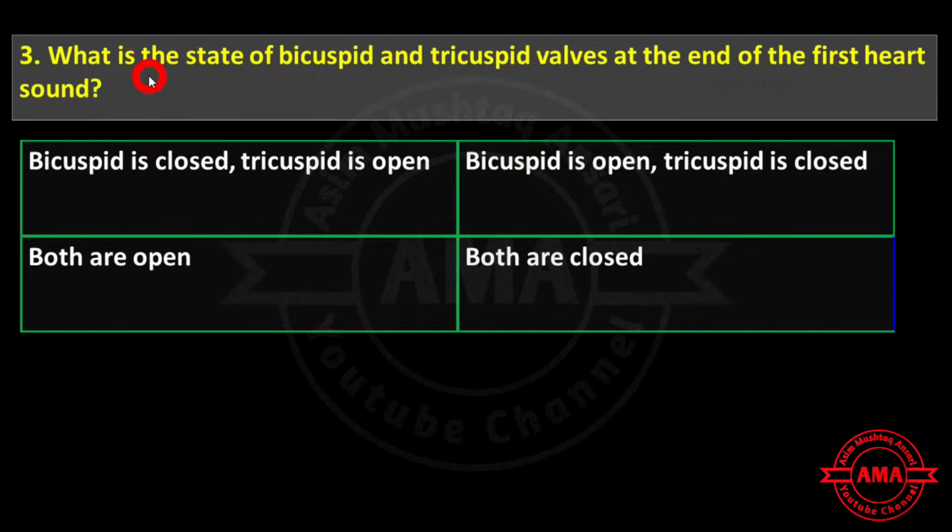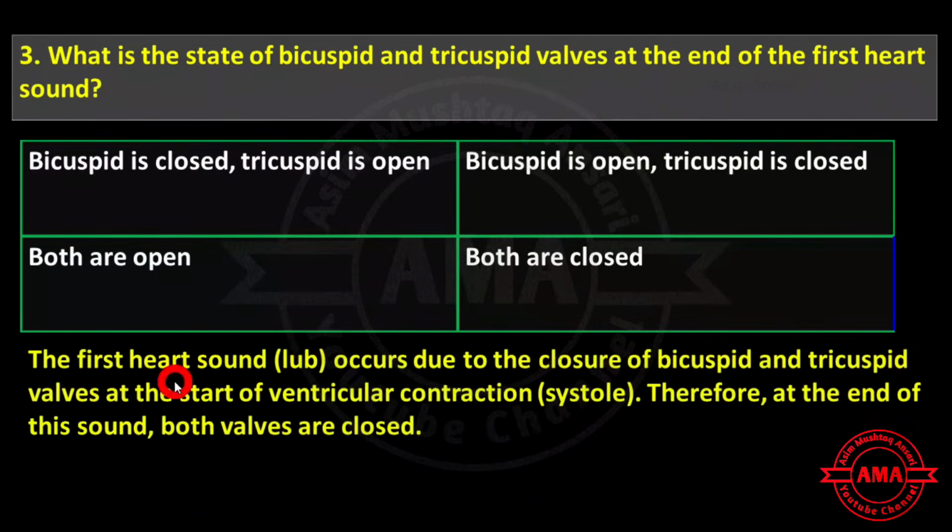Next is, what is the state of bicuspid and tricuspid valves at the end of the first heart sound? Bicuspid is closed, tricuspid is open; bicuspid is open, tricuspid is closed; both are open; or both are closed. The first heart sound occurs due to the closure of bicuspid and tricuspid valves at the start of ventricular contraction. Therefore, at the end of the sound, both valves are closed. So the exact answer is both are closed.